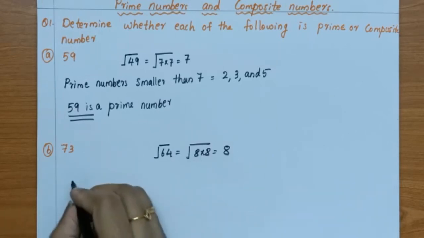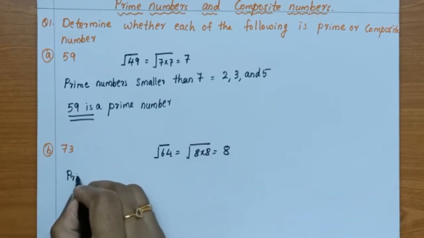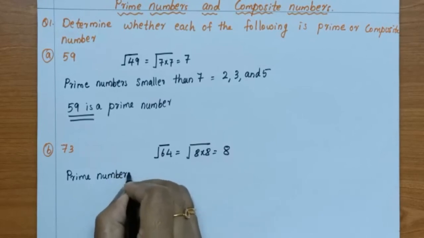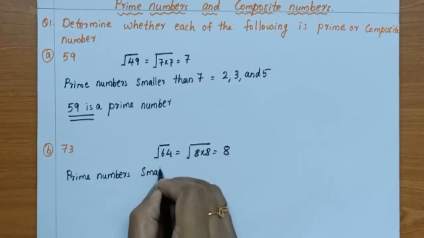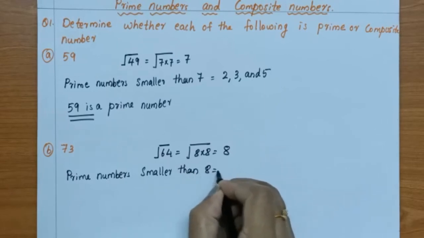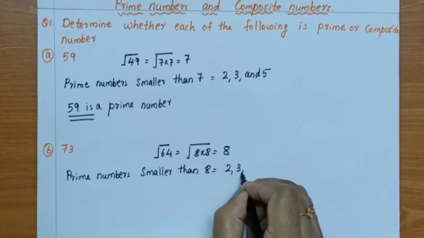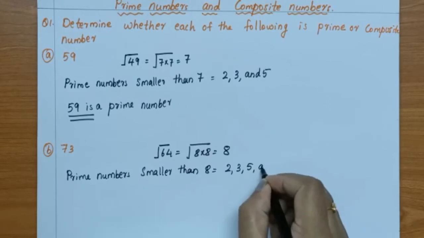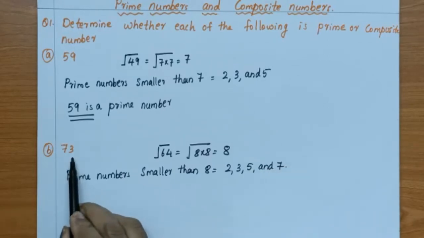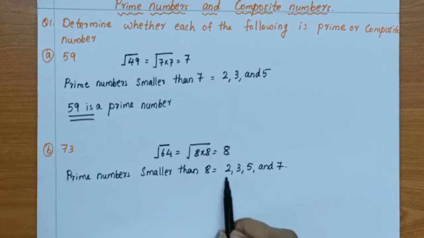So the prime numbers smaller than 8 are 2, 3, 5 and 7. Then we have to check whether 73 is divisible by any of these numbers or not. So first of all we can check whether 73 is divisible by 2 or not.